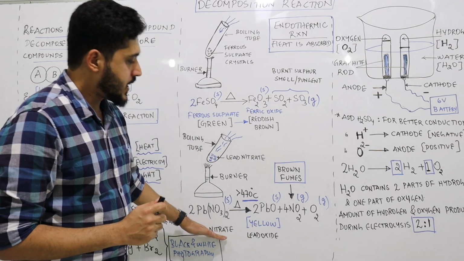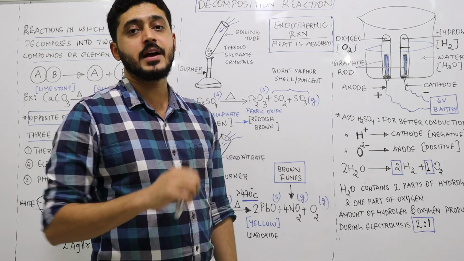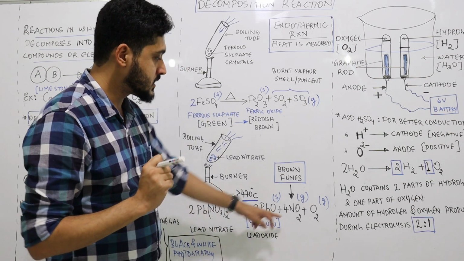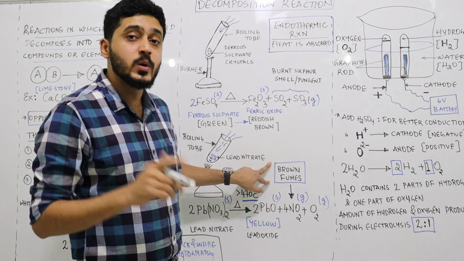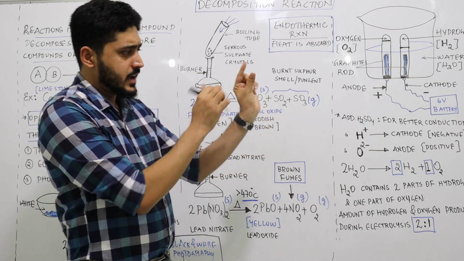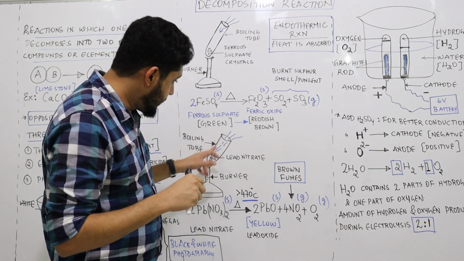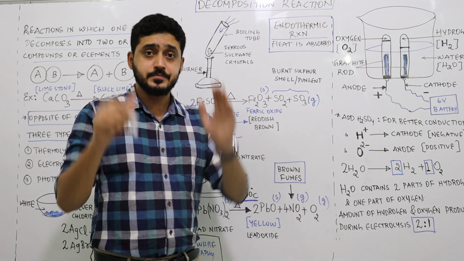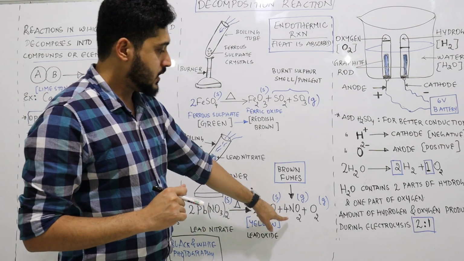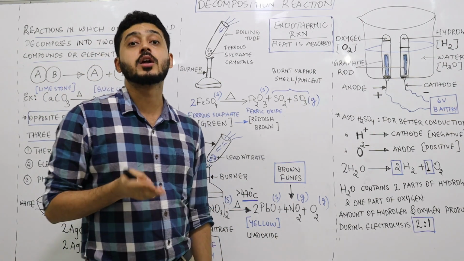Now lead nitrate, the single product, is getting decomposed to lead oxide, nitrogen dioxide and oxygen gas. How will you identify that nitrogen dioxide gas is produced? Nitrogen dioxide gas will be liberated as brown fumes. Now when you heat that lead nitrate, you can find a yellow color in the test tube, meaning that lead oxide is produced, and the gases will be brown in color, meaning that nitrogen dioxide gas is produced. So the second observation is that brown fumes of nitrogen dioxide are getting liberated.